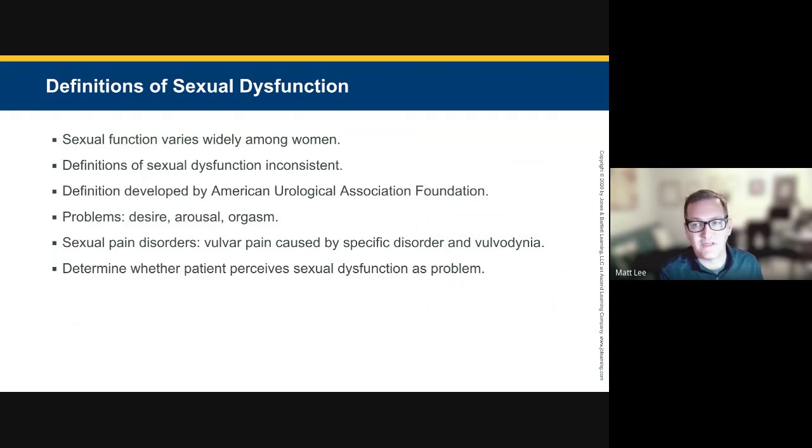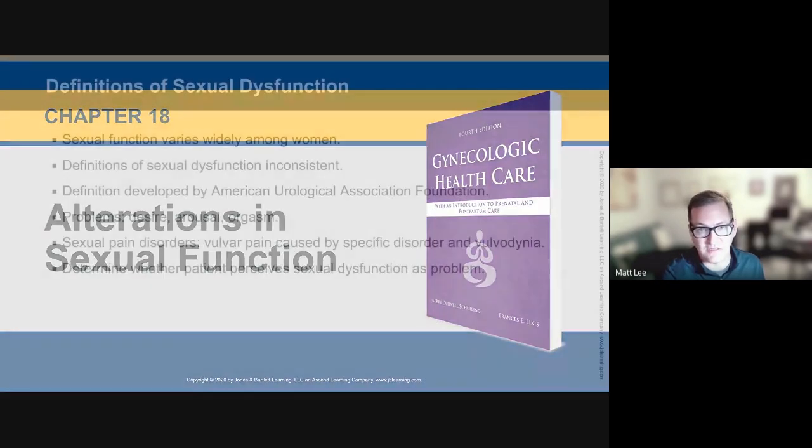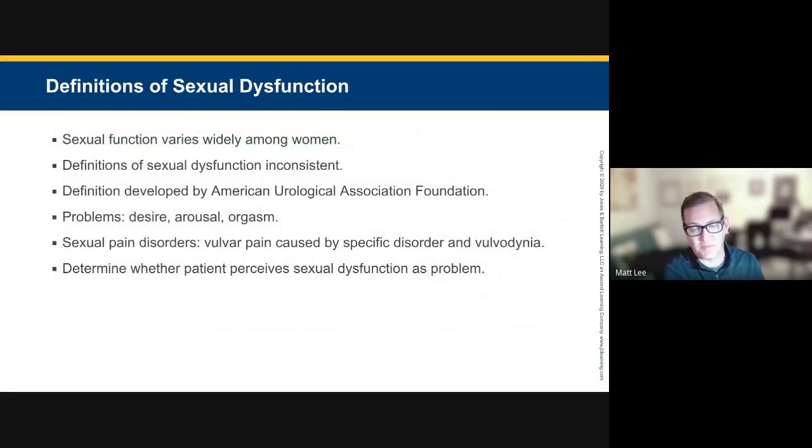So first of all, what is sexual dysfunction? In fact, the chapter is titled Alterations in Sexual Function. Part of understanding dysfunction is that sexual functioning varies widely among women for various reasons. There is not necessarily a normal sexual expression, whether it's engagement in sexual activity or number of times of sex. How women view it is a very wide experience, and there are many different definitions of sexual dysfunction that are inconsistent.